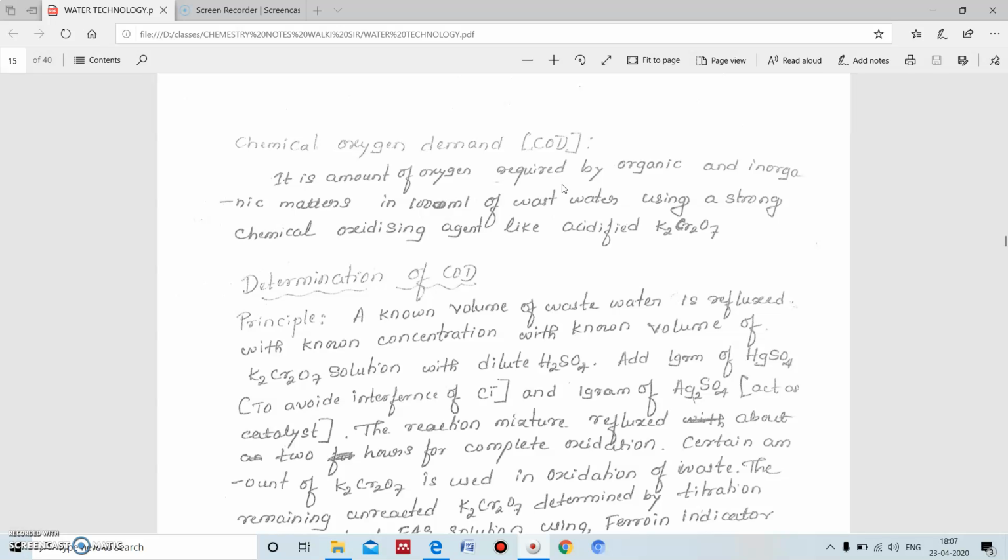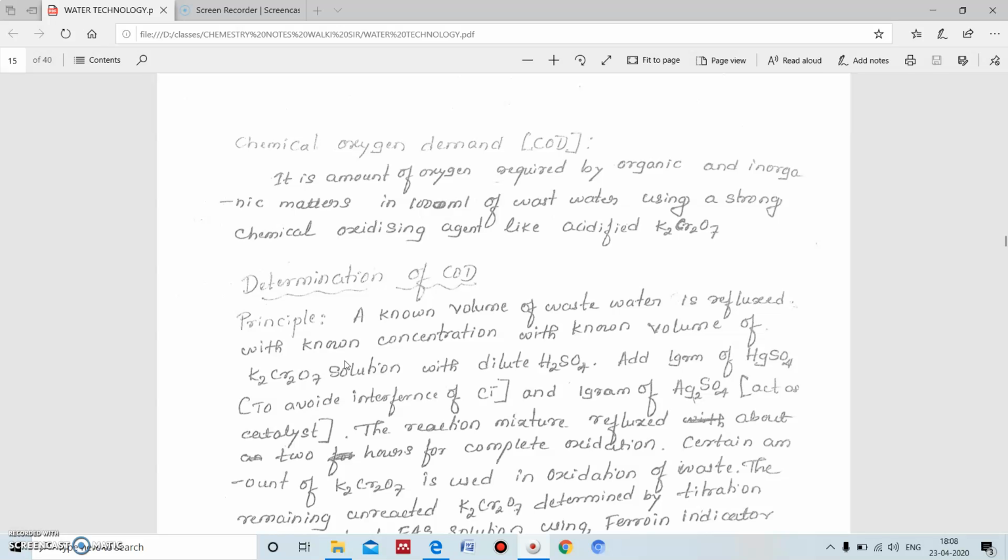The determination of COD is done by the following principle. Here we are going to take a round bottom flask. In that round bottom flask we are going to take the wastewater sample. That wastewater sample is refluxed along with a known volume and known concentration of potassium dichromate with dilute H2SO4. Along with that potassium dichromate, we are going to add 1 gram of mercuric sulfate, which will avoid the interference of Cl- ion during the reaction.